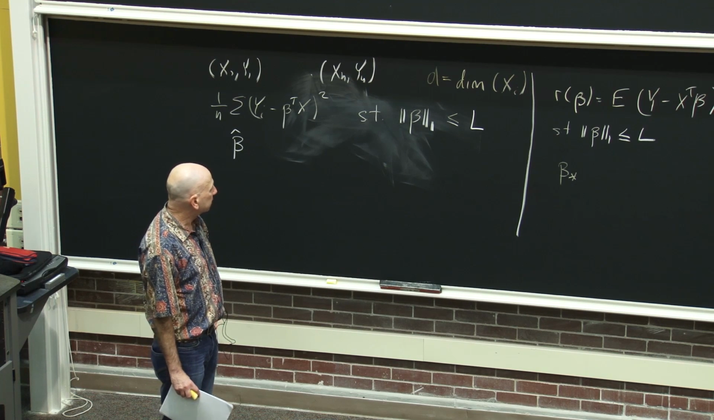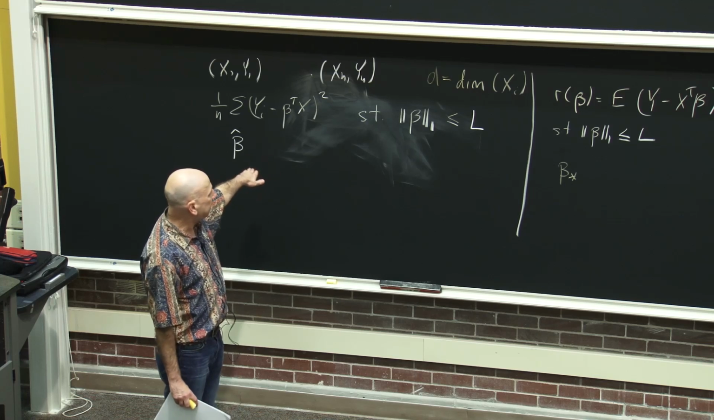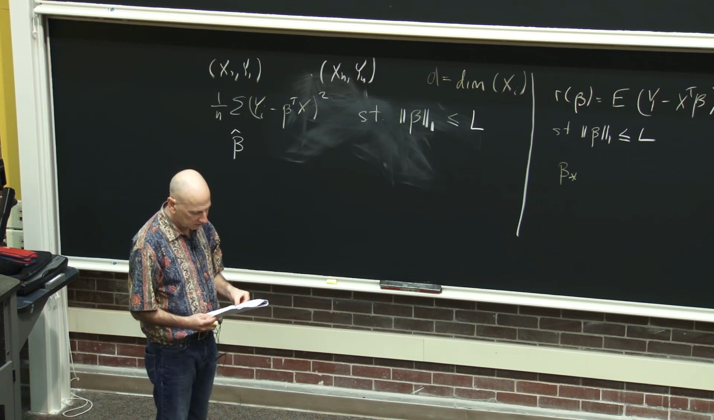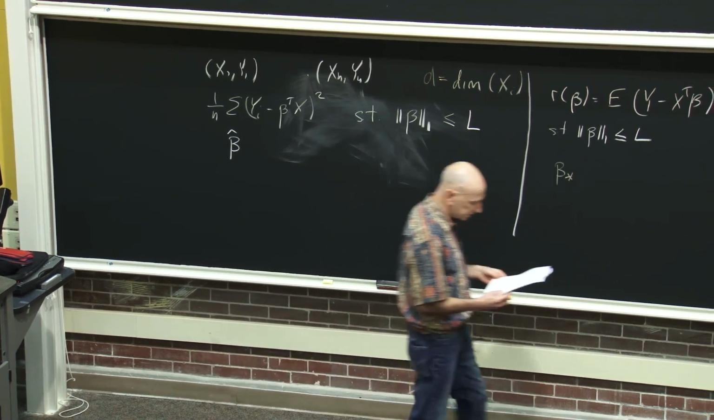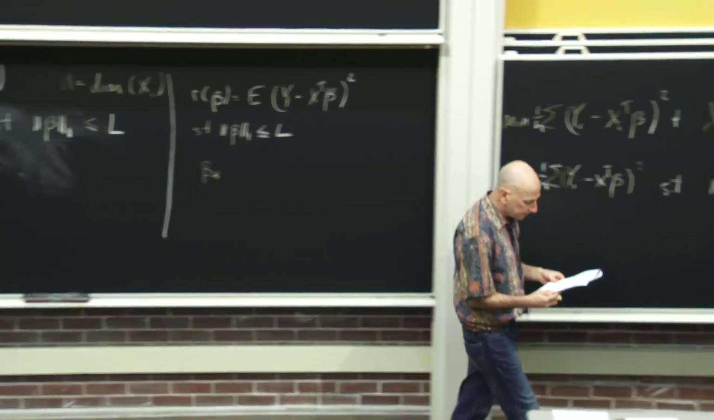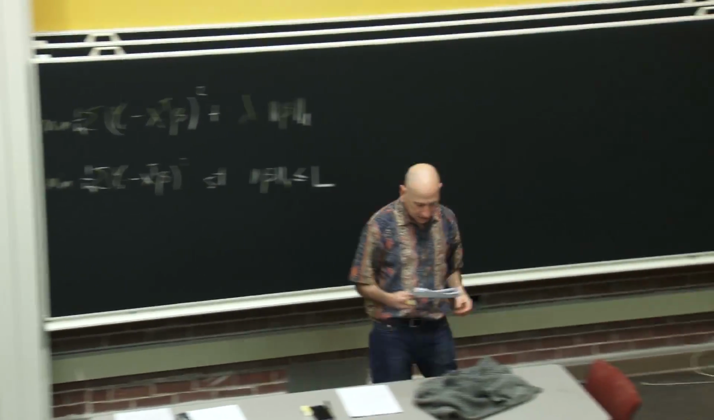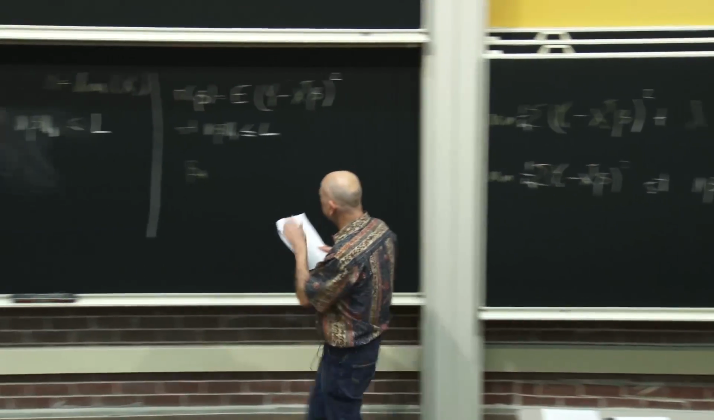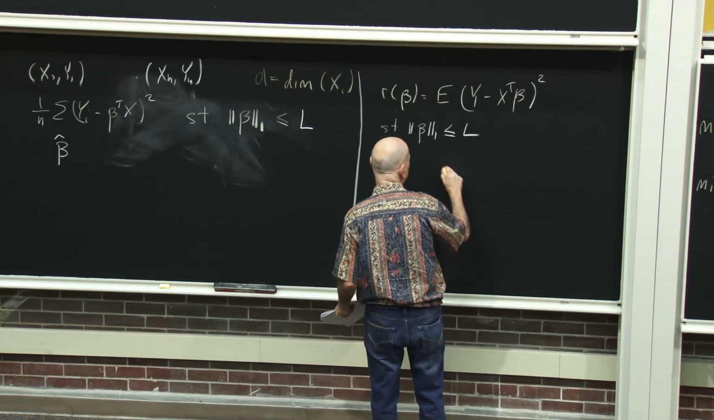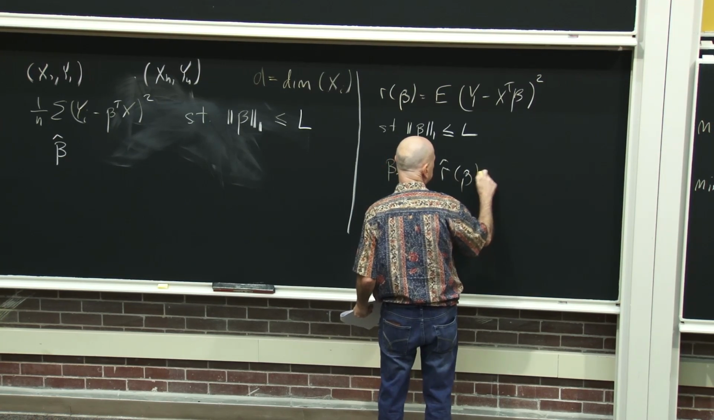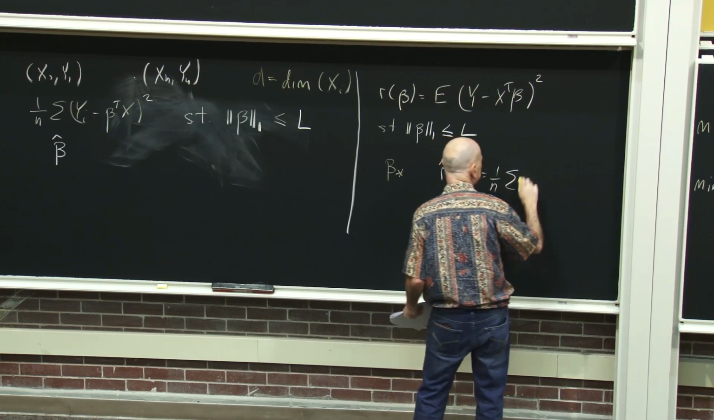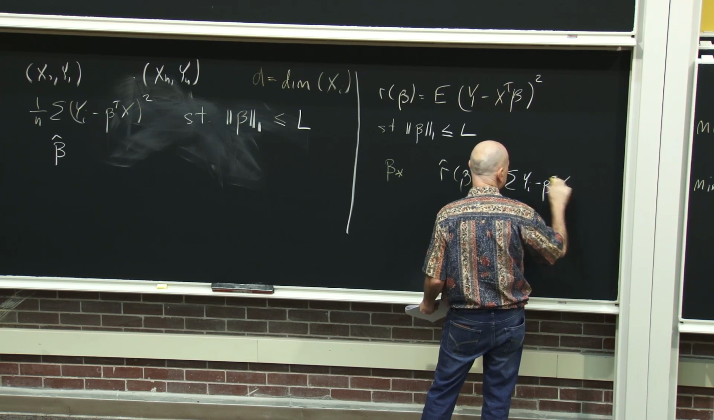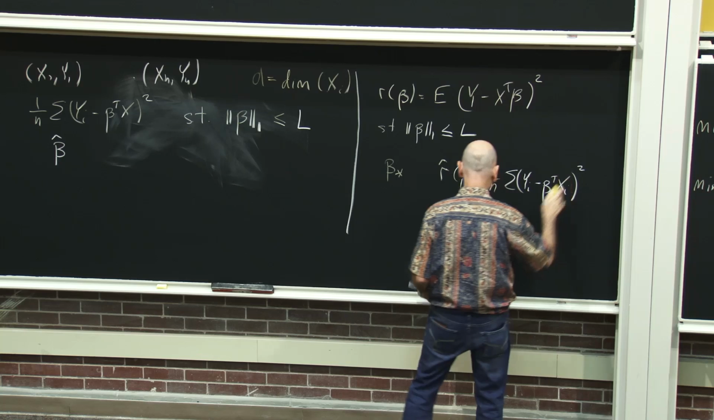Okay, but we don't even know yet that the risk based on beta hat and the risk based on beta star are the same. So now we're going to prove that. This is theorem 13 on page 12. Let me also define R hat of beta, which is just the training error.